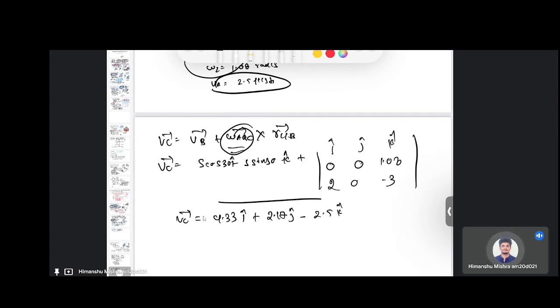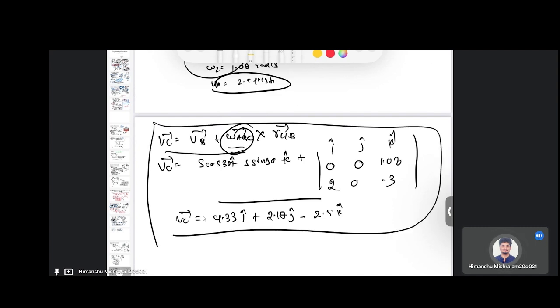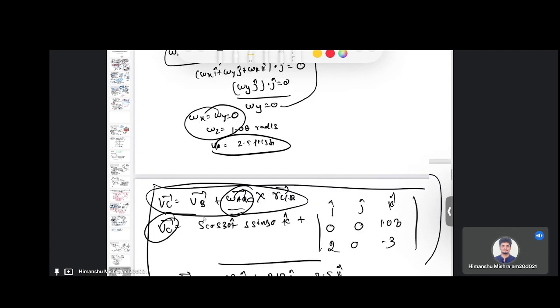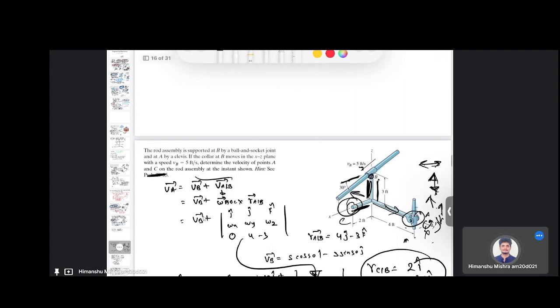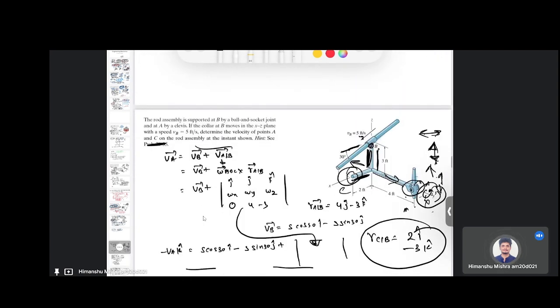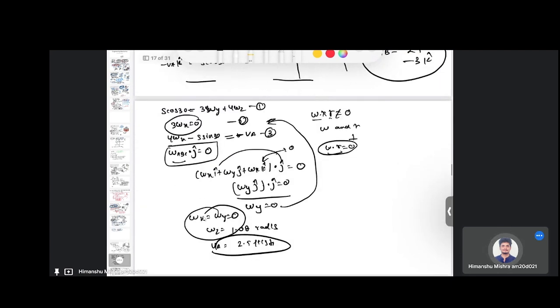So you can see this question has multiple components. The last part is actually straightforward. You used the relative velocity concept to find the velocity of point C. But in the previous part, you needed the fourth equation, and you used the fact that the rotation along y is constant, which means omega dot j equals 0. From this you get the fourth equation to solve for the unknowns.